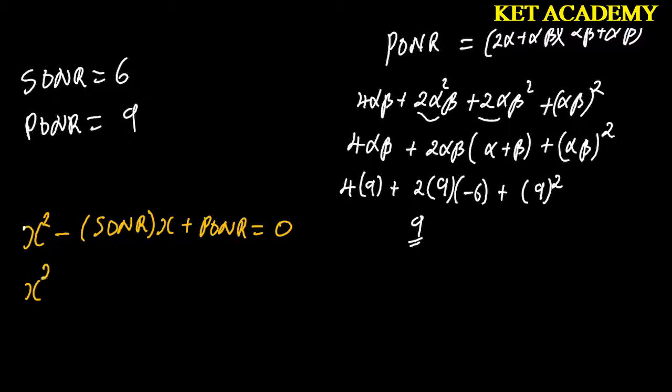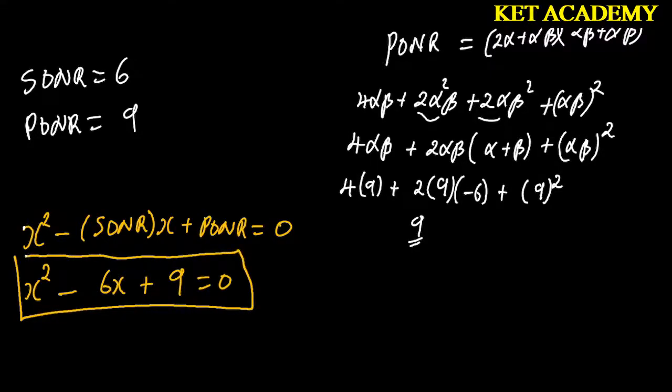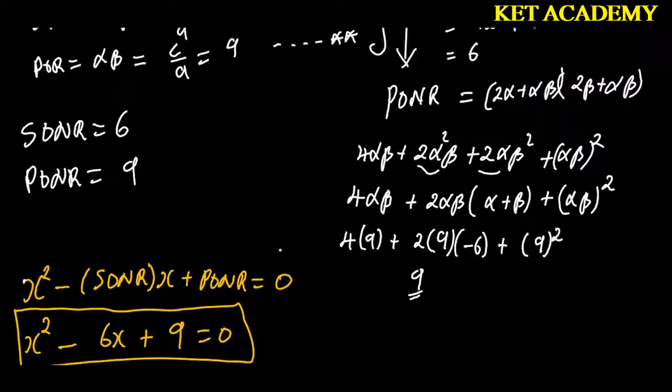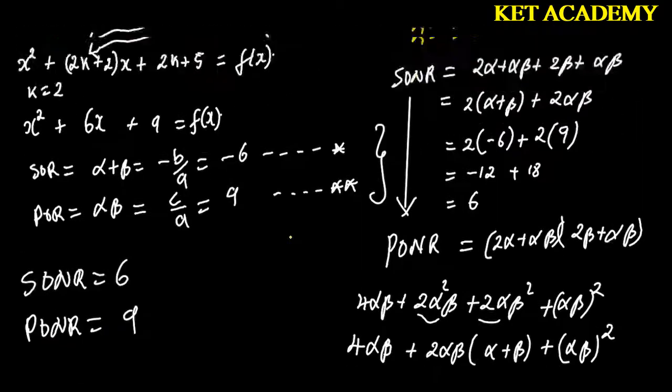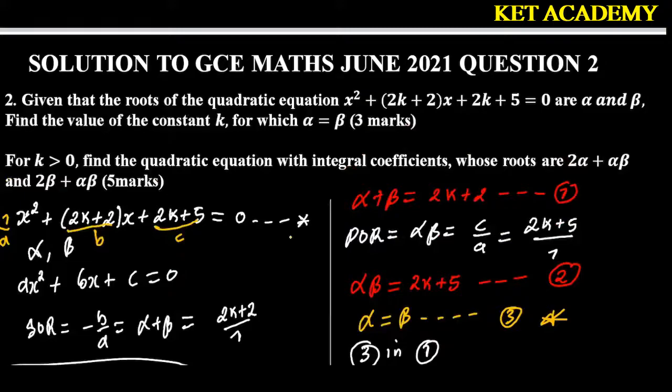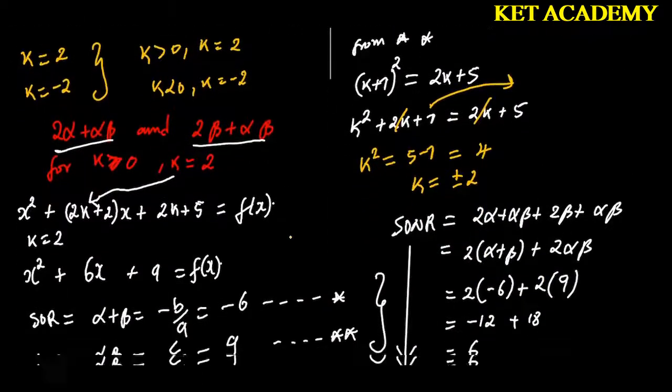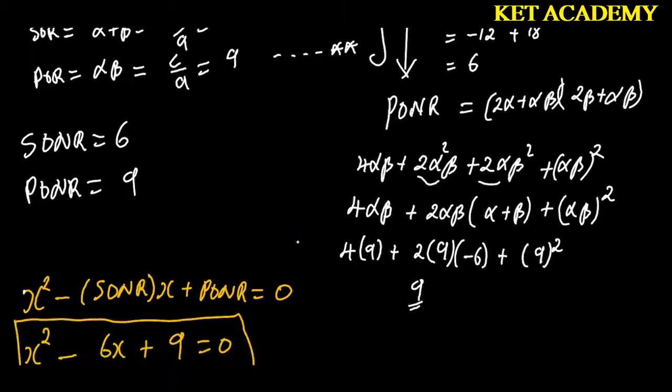So simply we're going to substitute this. It means we're going to have x squared minus our sum of new roots, which is 6, so it will be 6x, now plus our product of roots, which is 9, equal to 0. So here is our quadratic equation whose roots are 2 alpha plus alpha beta and 2 beta plus alpha beta. So if you do that, you're going to have the 3 points as requested from the 8 points. If you're able to solve this, then you're going to have all your 8 points as stated by the equation.